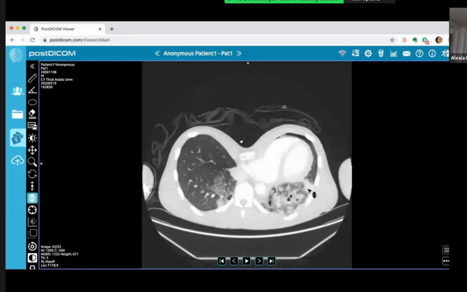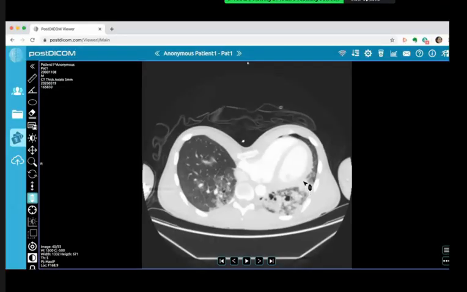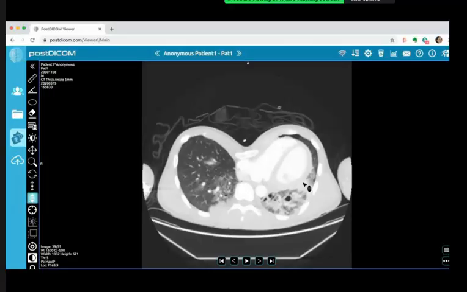Mm-hmm. Any idea what those are called? Sorry, there was a motorcycle passing. I didn't hear the last word. Sorry, it's a pneumatocele. Yes, post-traumatic pneumatoceles.